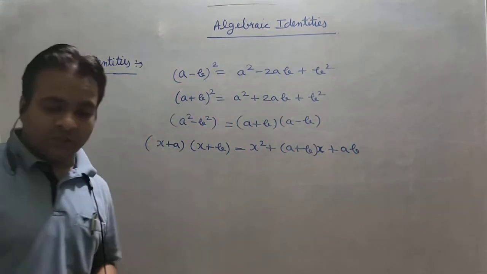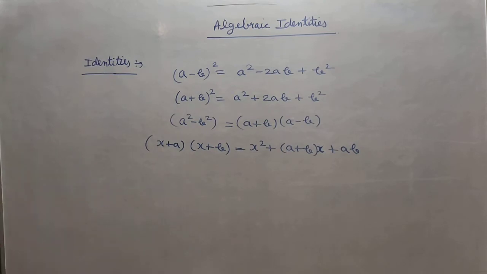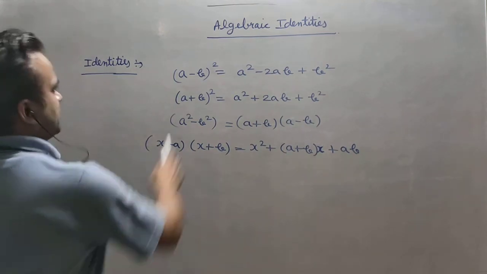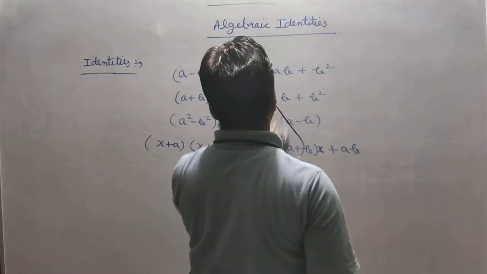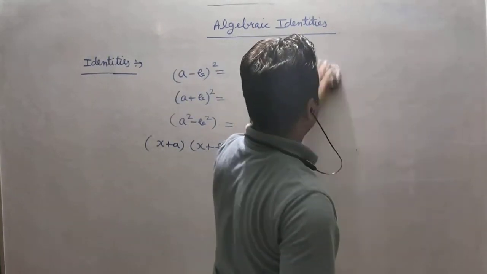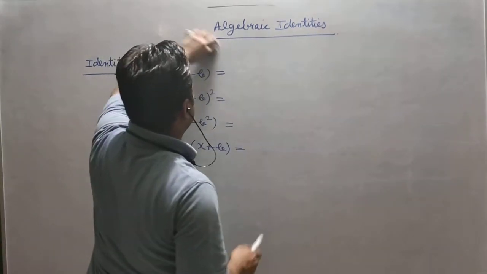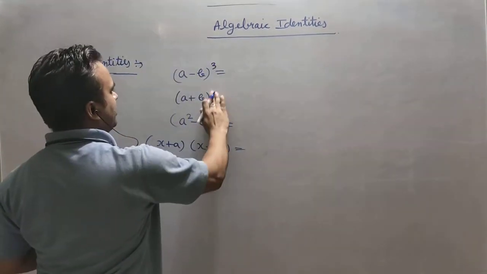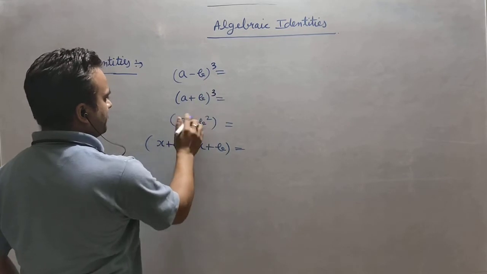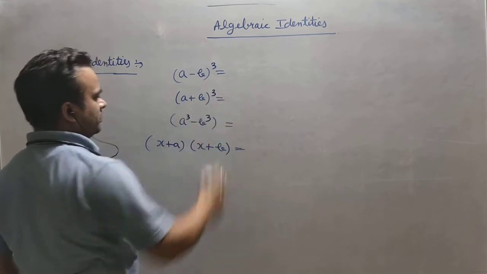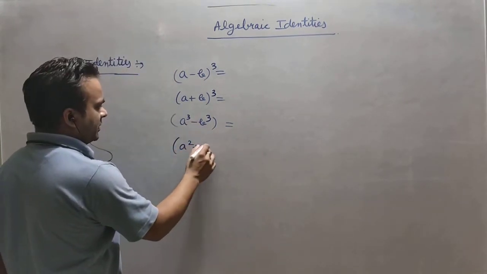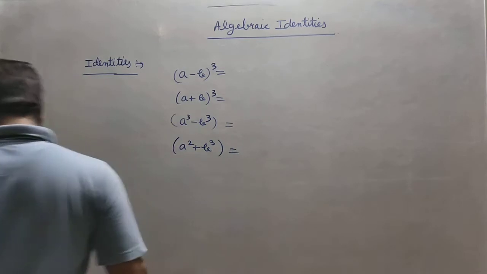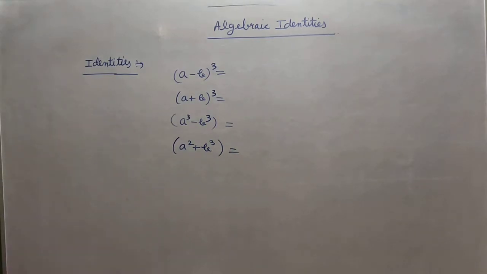Now what are the new identities for you? Because we have discussed squares here, now we will see the identities related to cubes. Suppose I am putting a cube here in place of the square. So for cube, we will have one more identity here, a cube plus b cube. So somewhere we can connect these identities with the square ones also.